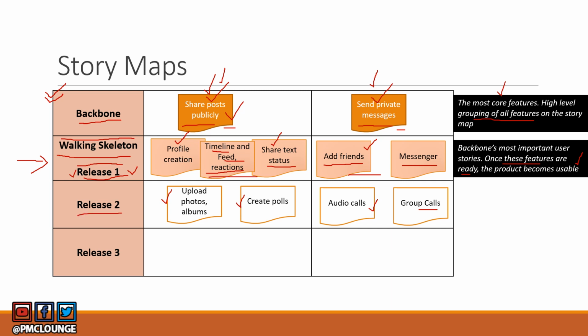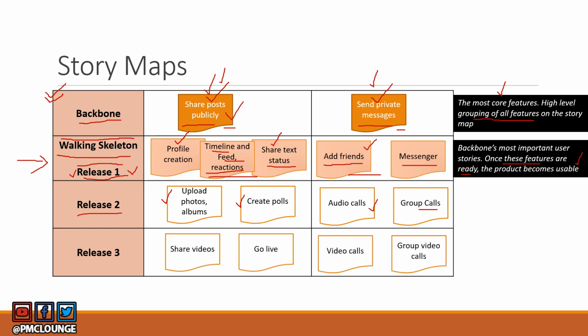Again, release 2 does not mean just one sprint. There could be multiple sprints in one release. Then there's release 3. You want your users to be able to share videos. You want users to be able to go live. You want your users to make video calls or group video calls under private messages, right? So this is how a story map for a social media website or an app looks.